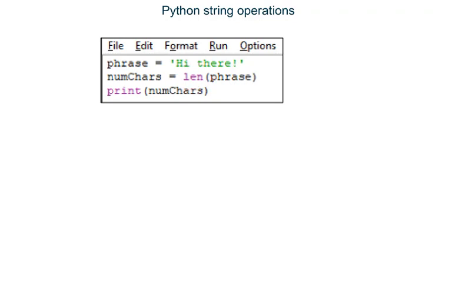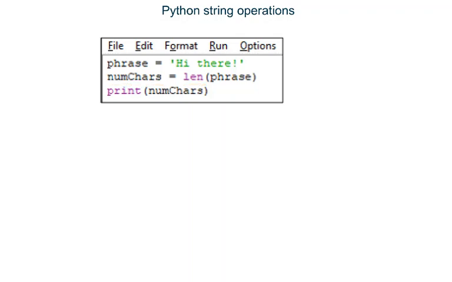In this program, we have created a variable named phrase, then store the string "hi there!" inside it. We then create a second variable named numchars and use the len function to count up how many characters there are in the string stored in variable phrase. There are 9 characters, so the integer 9 gets stored in variable numchars.